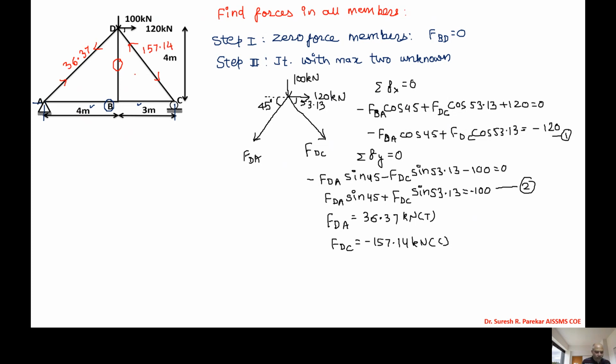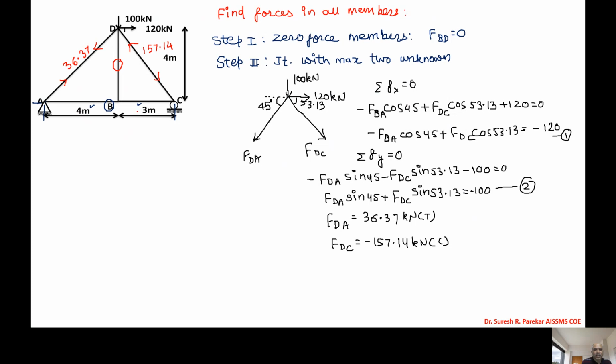So we have these values. You can see 157.14 cos 53.13 plus 36.37 cos 45, we will get 120 towards left. And similarly, if you calculate, you will get Fy as 0.